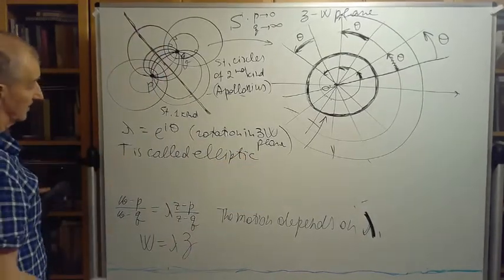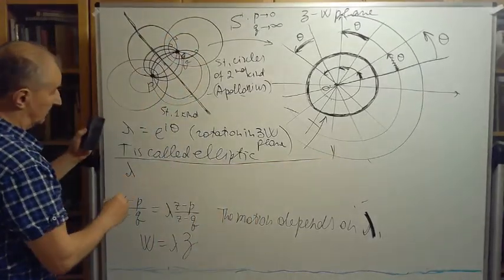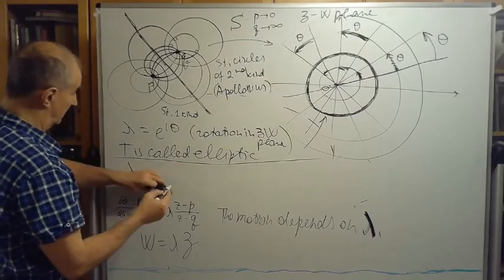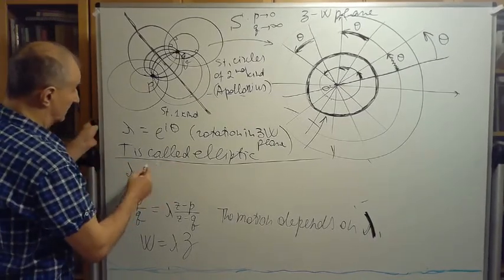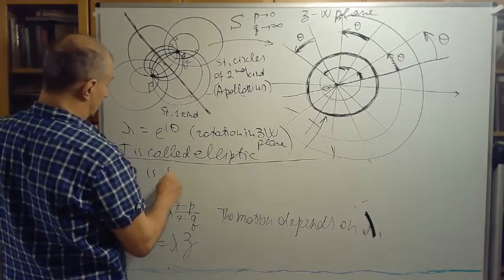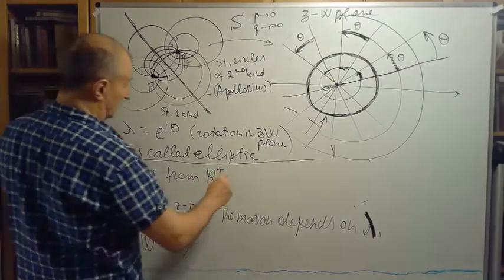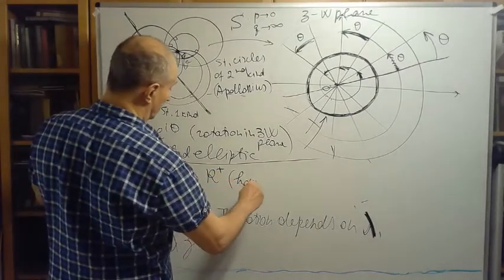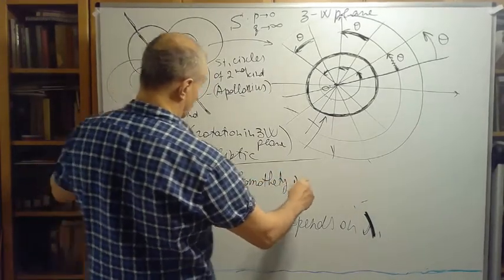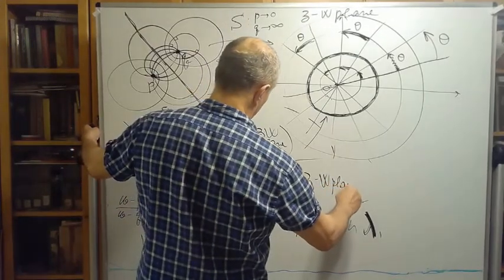Then, the other case, lambda is real and positive. Lambda is from R plus. Then the transformation is a homothety in the ZW plane.